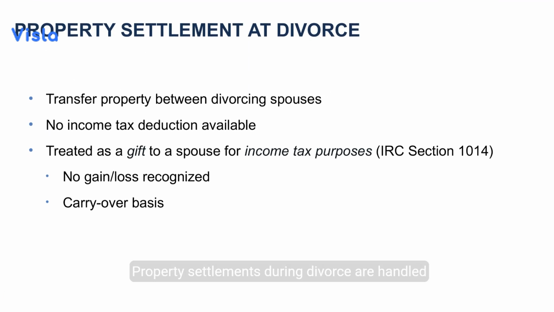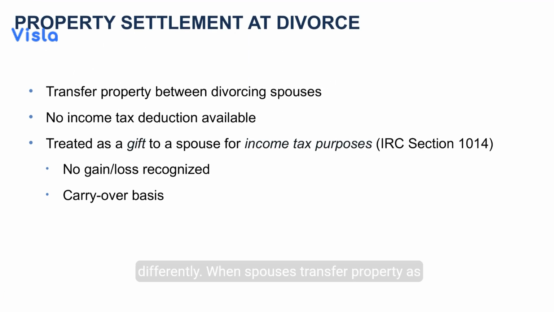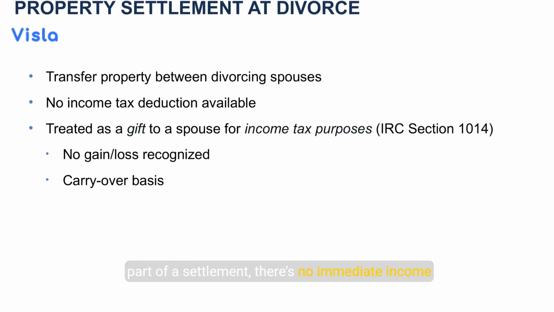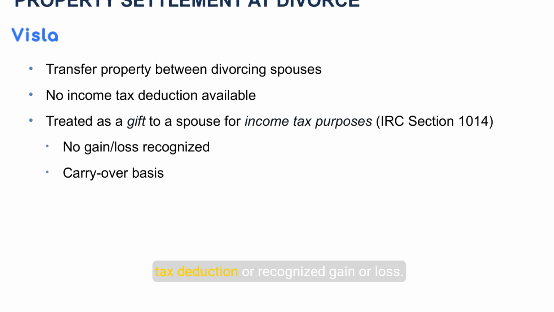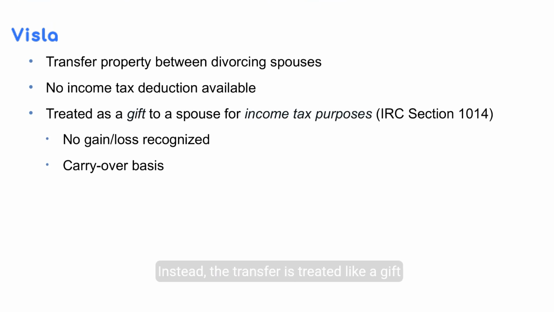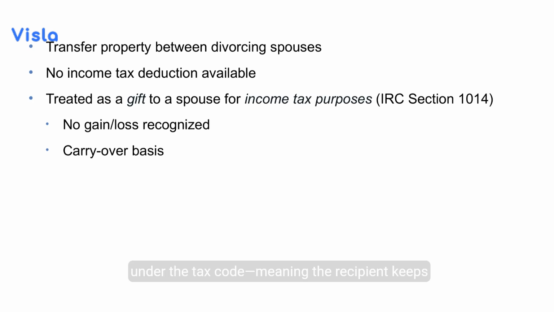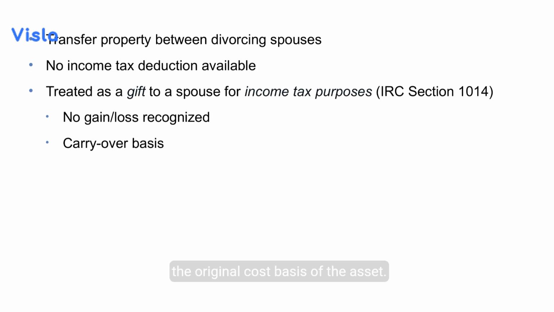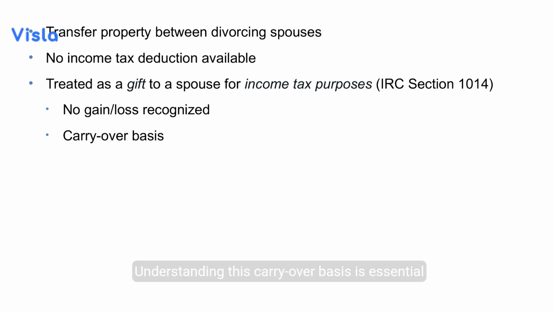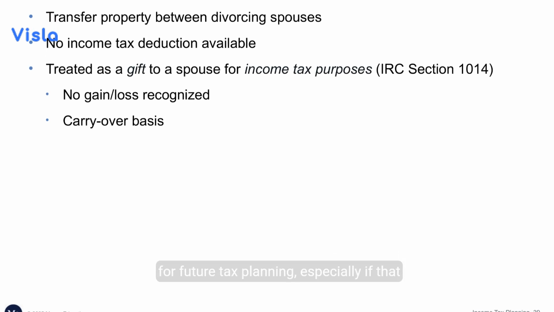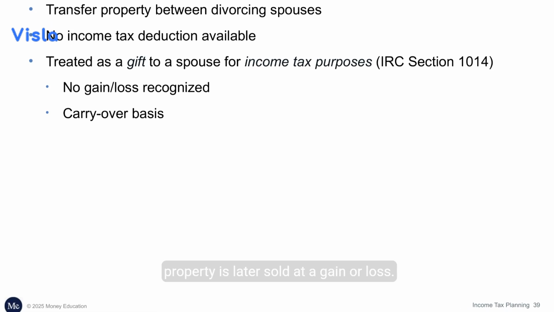Property settlements during divorce are handled differently. When spouses transfer property as part of a settlement, there's no immediate income tax deduction or recognized gain or loss. Instead, the transfer is treated like a gift under the tax code, meaning the recipient keeps the original cost basis of the asset. Understanding this carryover basis is essential for future tax planning, especially if that property is later sold at a gain or loss.